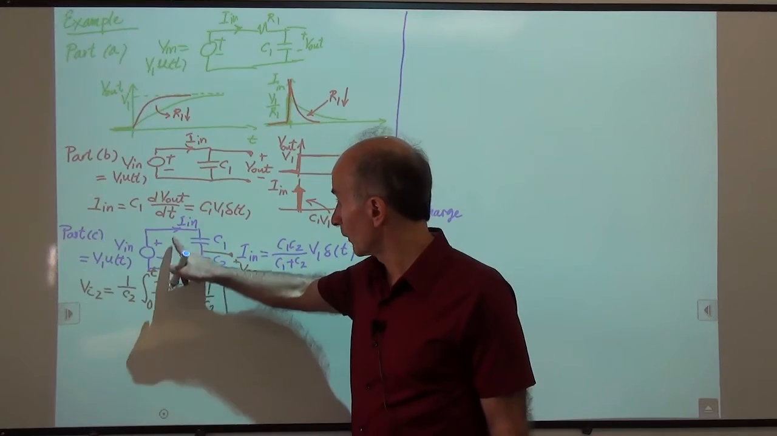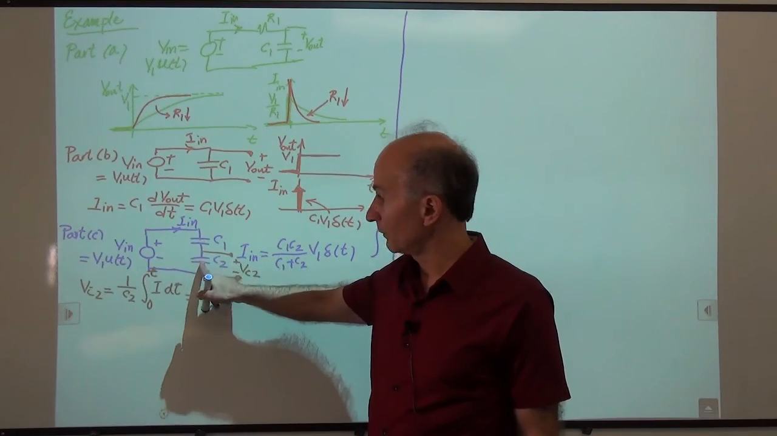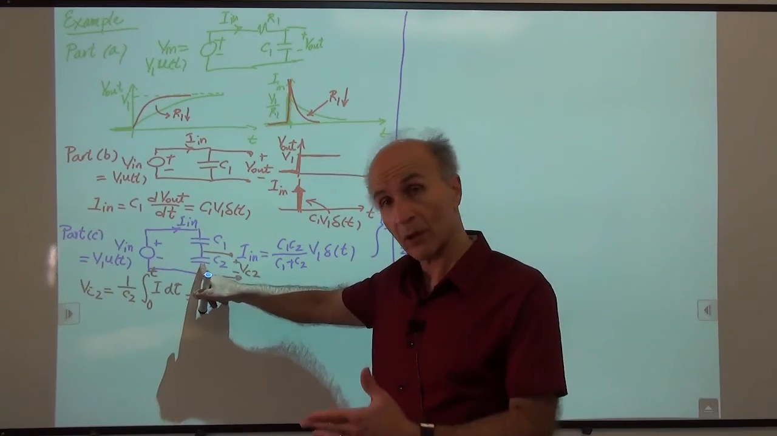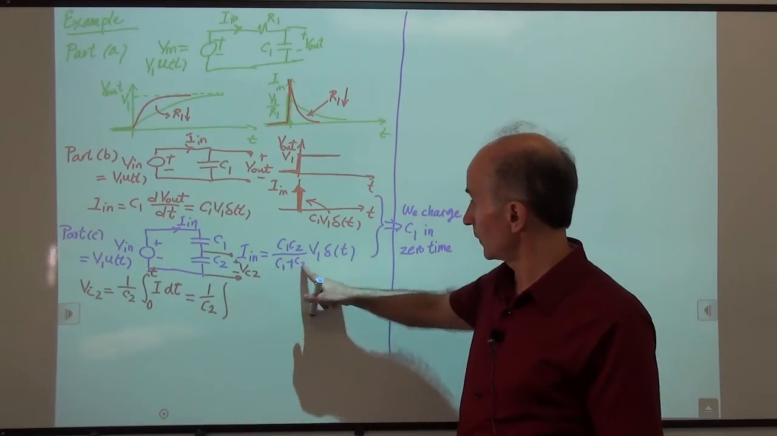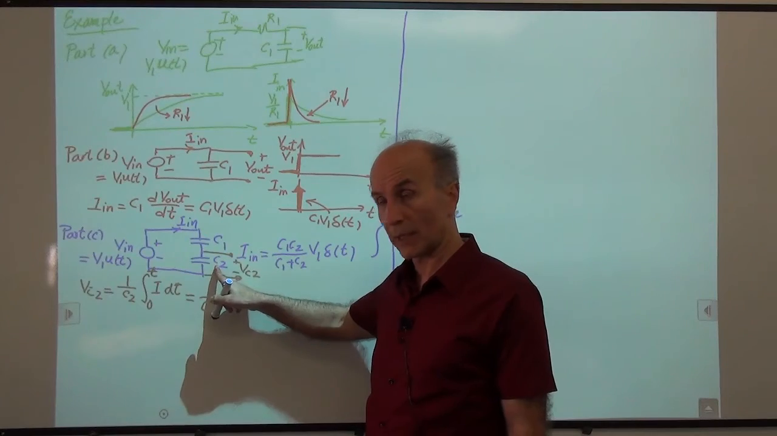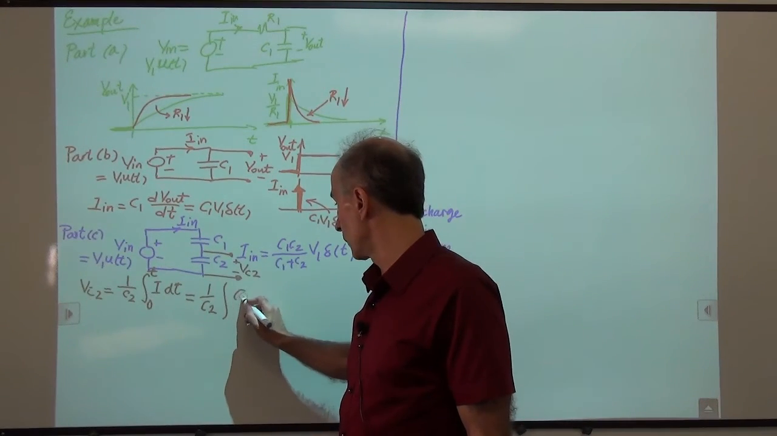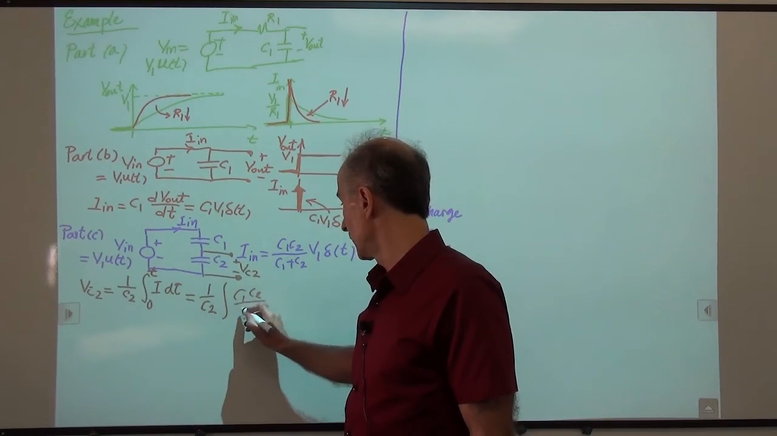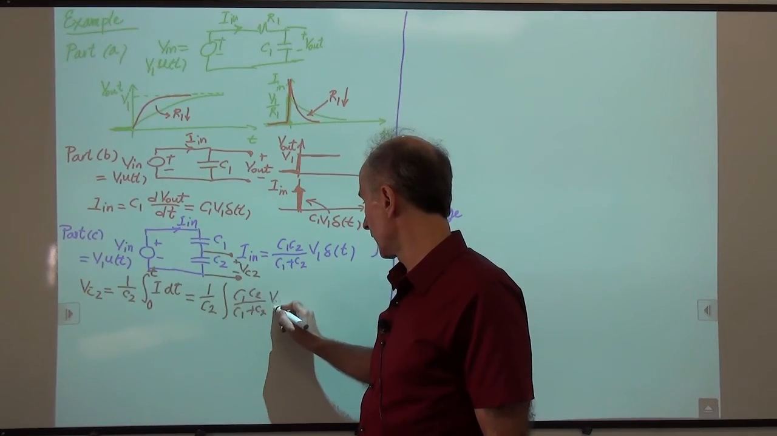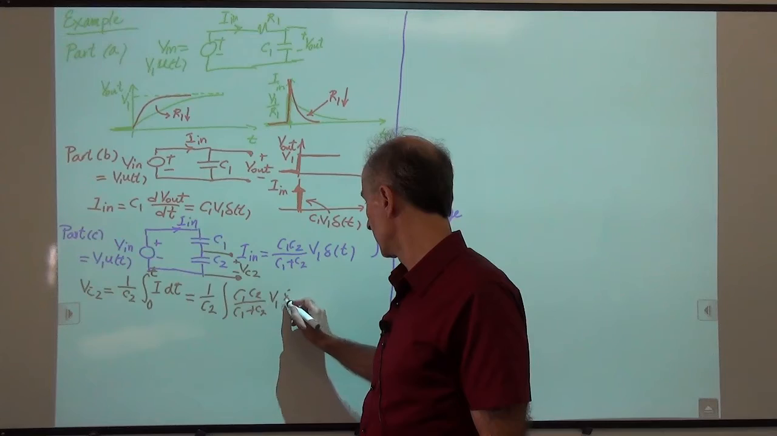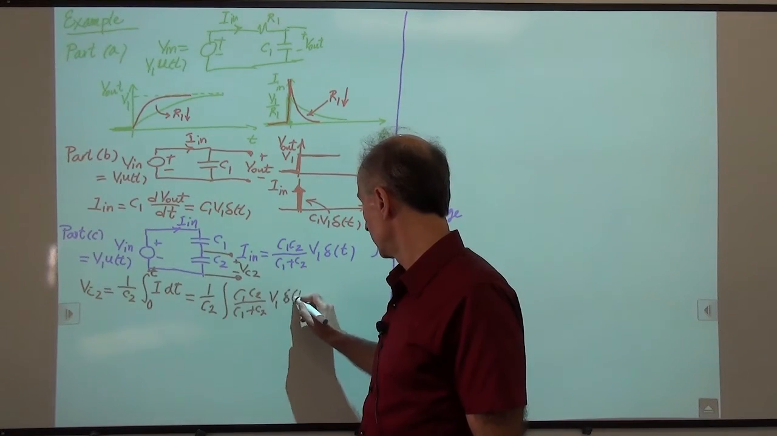how much is I? Well, we found the current. Because these 2 devices are in series, they carry the same current, right? That's one condition of being in series. So I in, which is this, is flowing through C2 as well. And that will be C1, C2, C1 plus C2 times V1 delta of t dt.